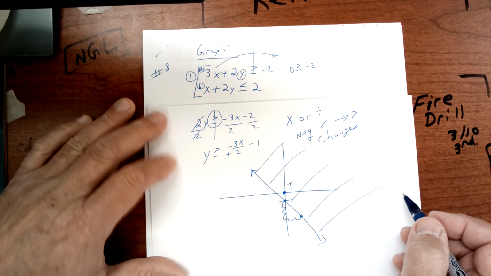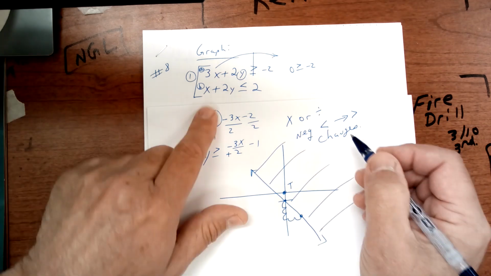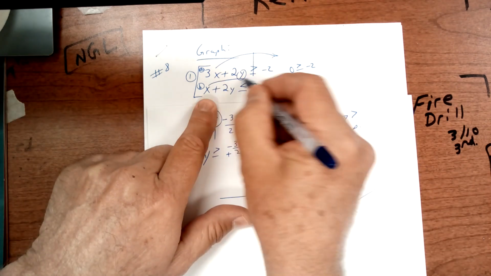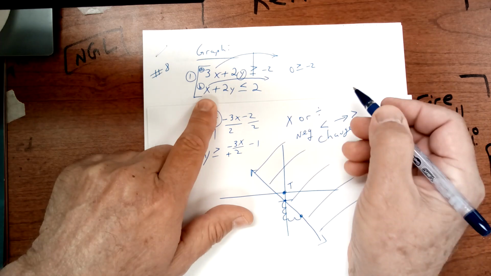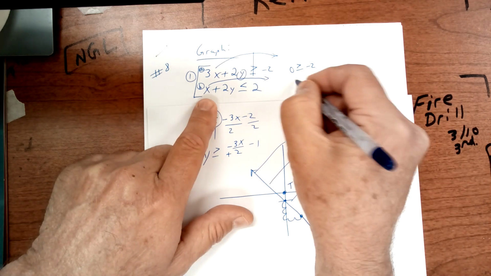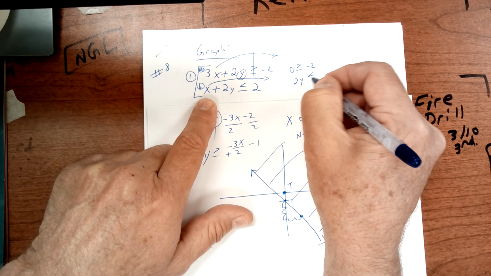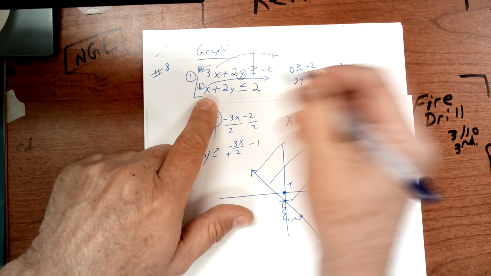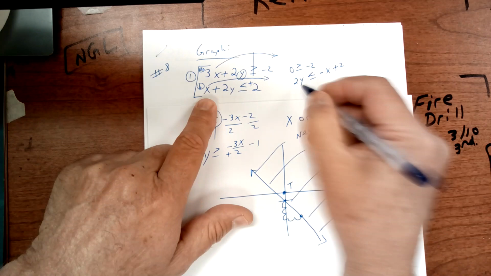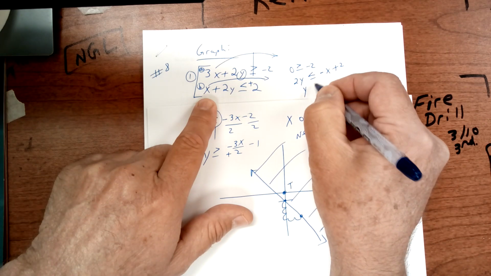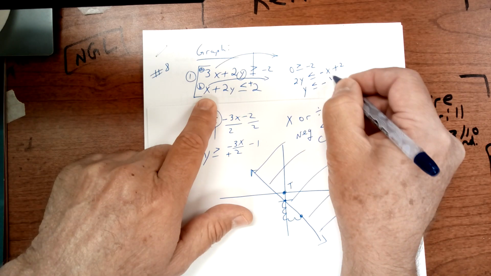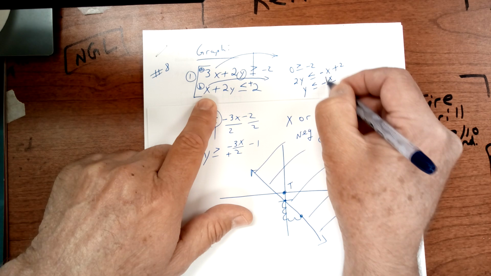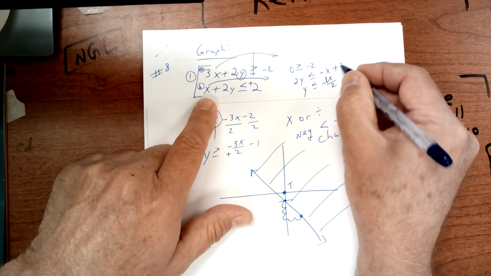On B, which is right here, I'm going to move the x over here. So I'm going to get 2y, and then I'm going to get a negative x plus 2. Then I'm going to divide by 2 and get y is less than or equal to negative x over 2. And you might as well put a 1 right here. And then 2 divided by 2 is going to be 1.